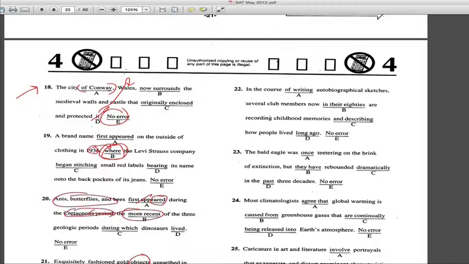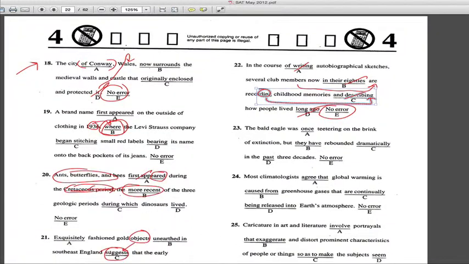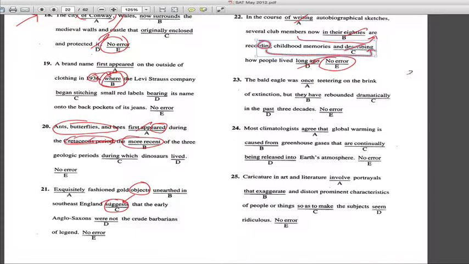In the course of writing, the biographer sketches several club members. Members are, makes sense. Recording and describing, makes sense, parallelism is correct. This makes sense as well, answer choice E. Now we circle two no errors, so I must keep in mind, there are two more to go.